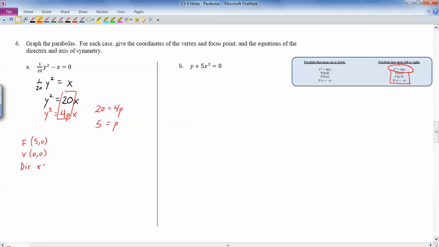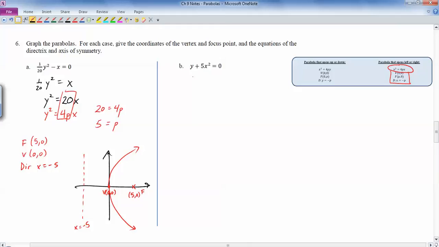So that's definitely enough to graph the thing. So we've got a vertex at 0, 0, a focus at 5, 0. I'll just do F there for focus. Vertex 0, 0. Directrix at x equals -5, so that's this dotted line right here. And then our parabola opens up towards the focus like this.